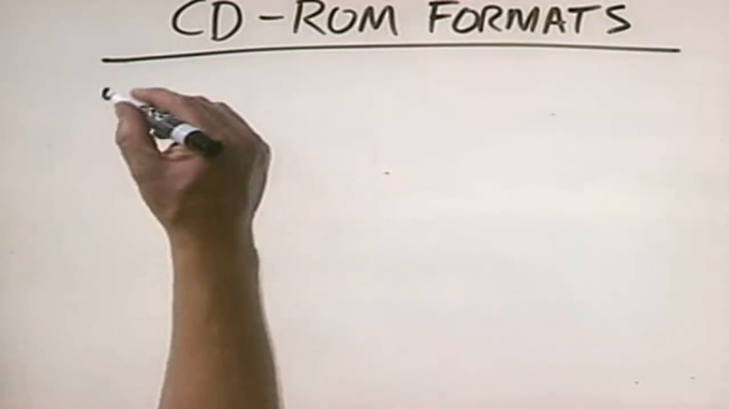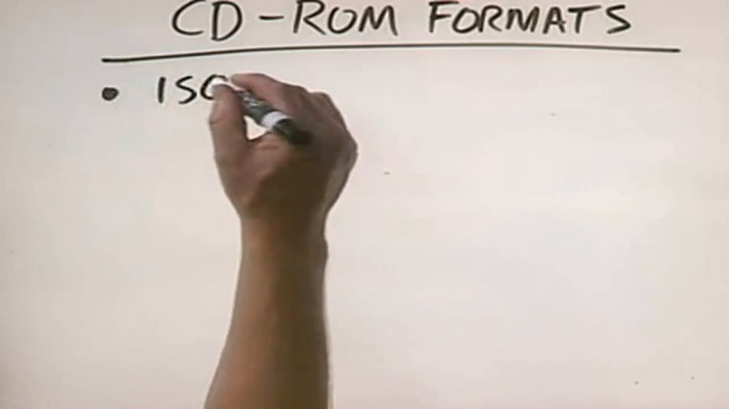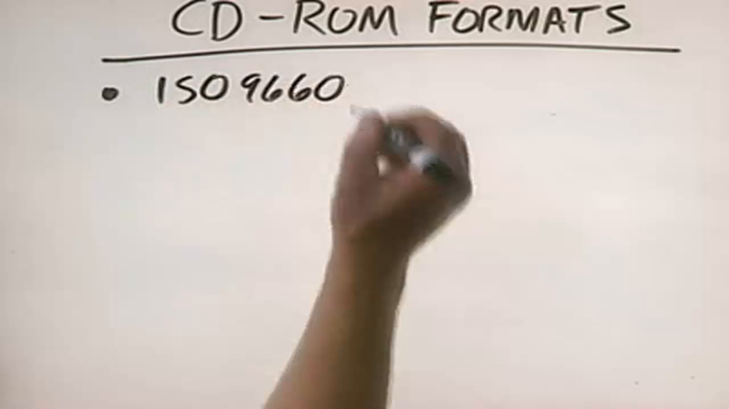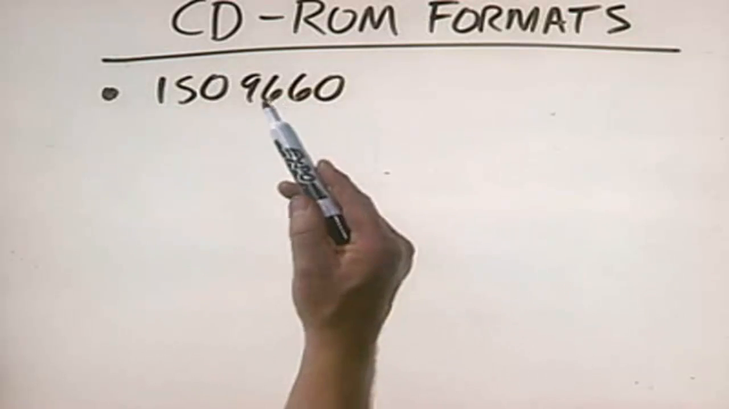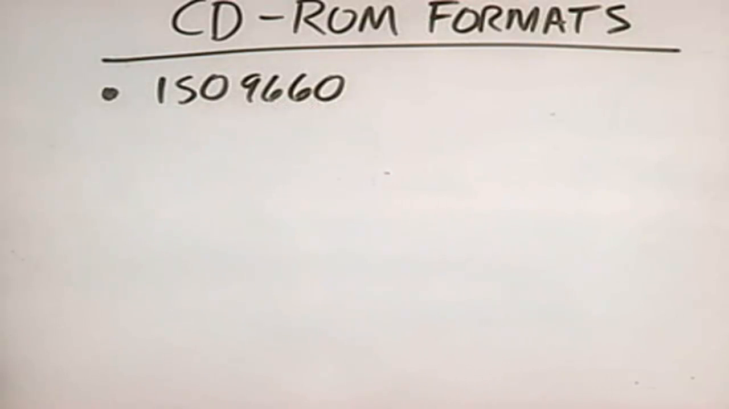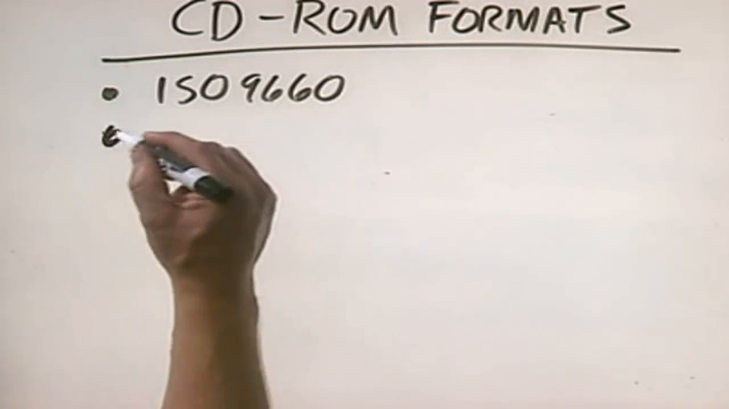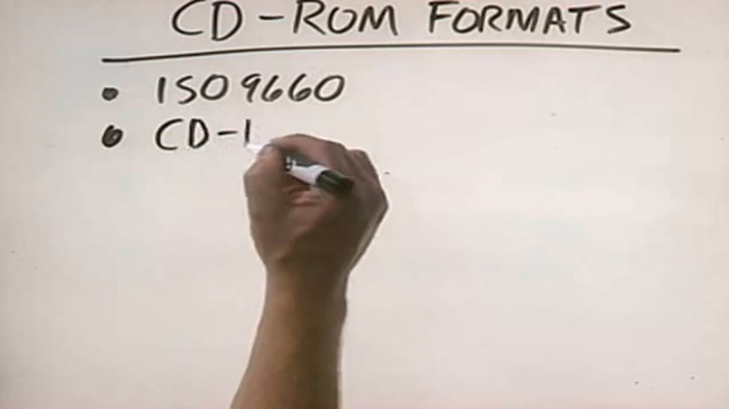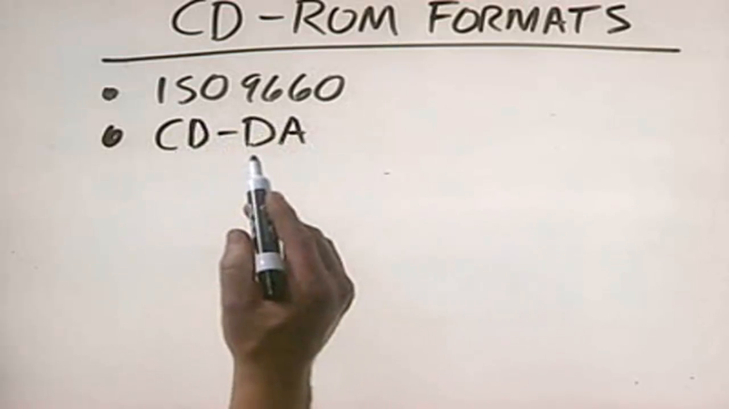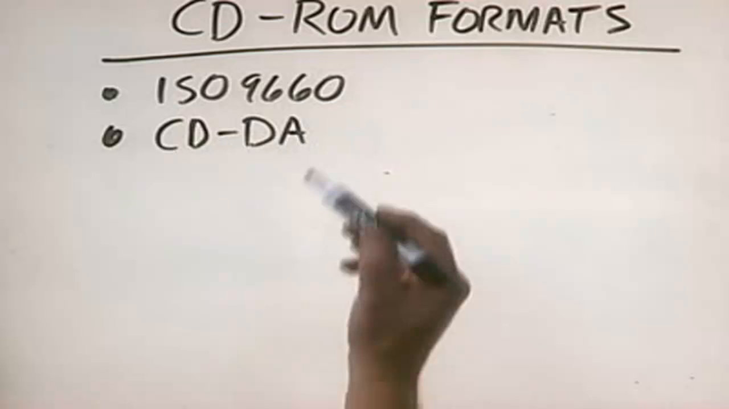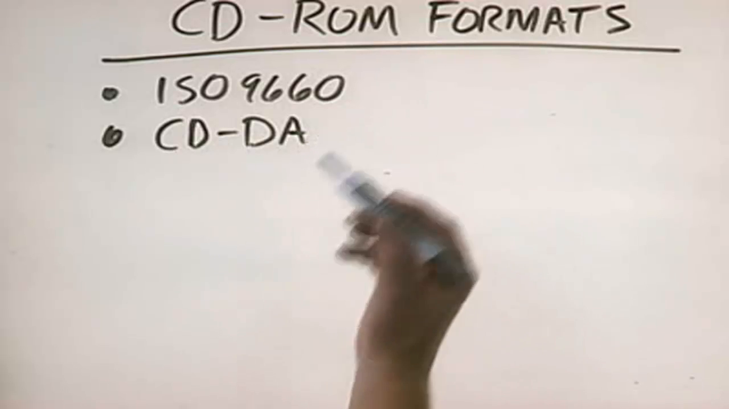Now with that, we need to talk about the different types of CD-ROMs. CD-ROMs come in a variety of different formats. The first one that we use all the time is called ISO 9660. This is the standard for formatting data on a disk that will be used for binary PC data. In addition, we also have CD-DA. DA stands for digital audio. This is the standard used to create audio CDs.